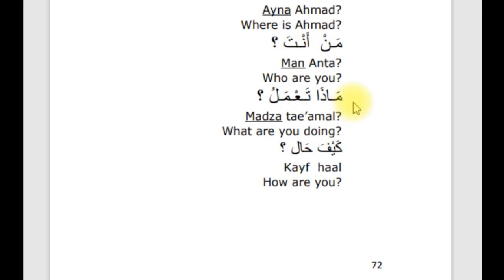ماذا تعمل؟ ماذا means what. تعمل, you doing. كيف حالك؟ كيف means how. حال means situation, your condition. كيف حالك, how are you?